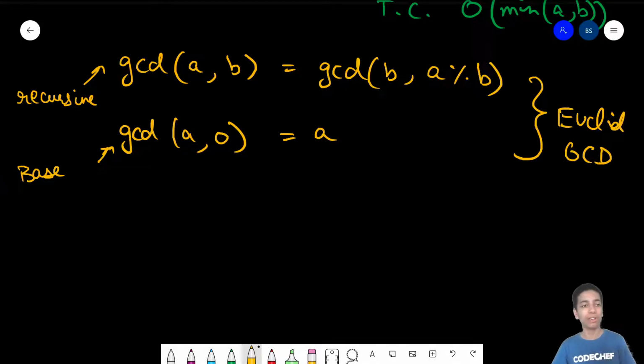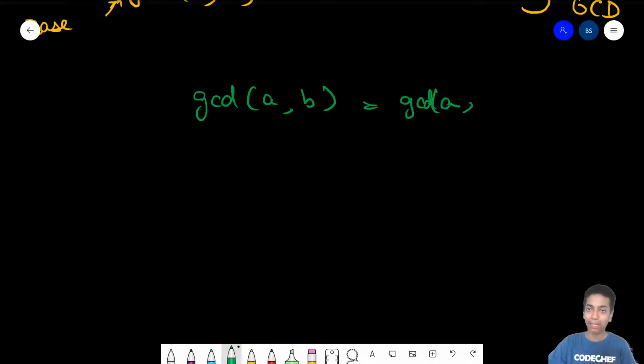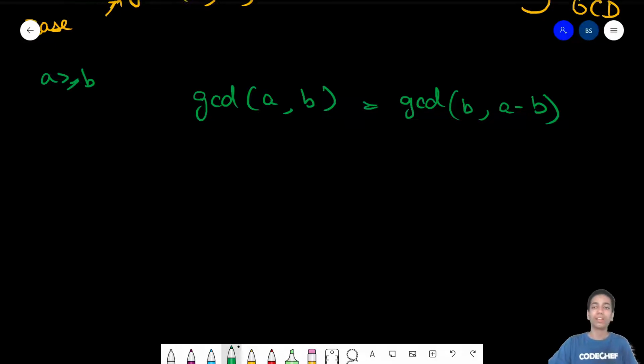Now let's see how it works. GCD of A comma B can be written as GCD of B comma A minus B, since GCD is a commutative operator, so GCD of A comma B is equal to GCD of B comma A. Here we'll be assuming that A is greater than or equal to B.